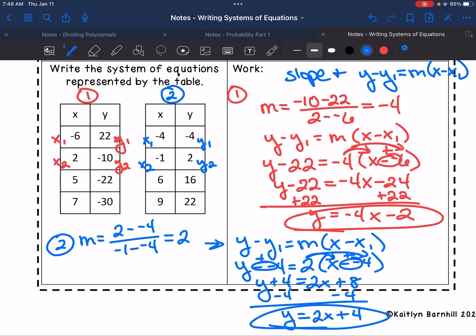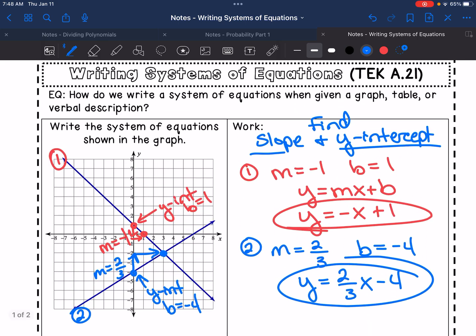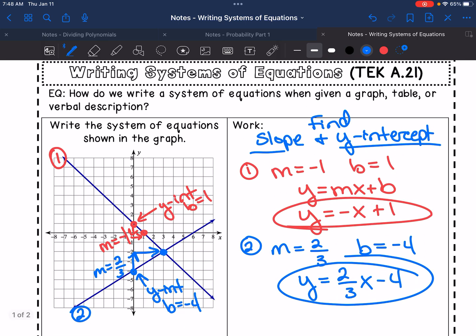Remember, you can check these too. So to check the ones for the tables, I can type both of these equations for my y equals, and then go to my table on my calculator by pressing second graph and seeing if my numbers match what I had in the tables. For the graphs, you just type in both the equations, press graph, and see if it matches what you have here.